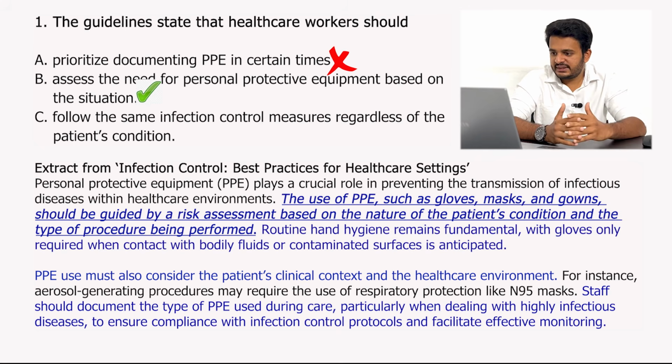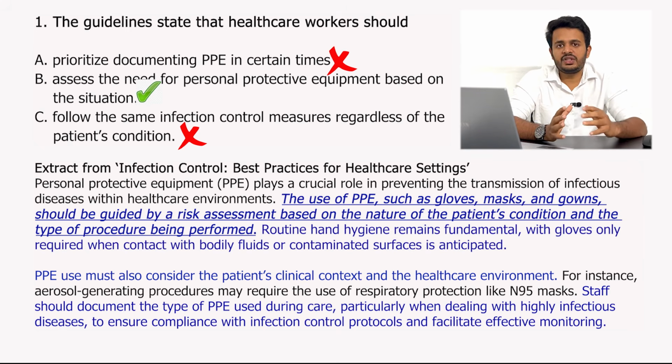Option C states that healthcare workers should follow the same infection control measures regardless of the patient's condition. That is actually wrong. From the second sentence of the extract itself, we can see that the use of PPE needs to be based on the patient's condition. Only after a risk assessment it needs to be done. Also, the first sentence of the second paragraph states that PPE use must also consider the patient's clinical context.